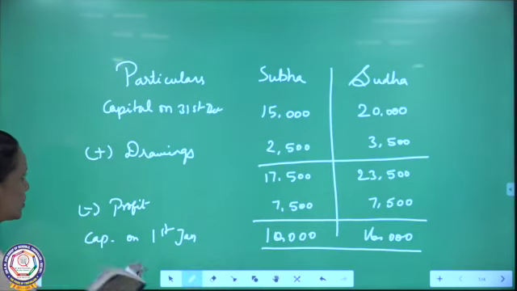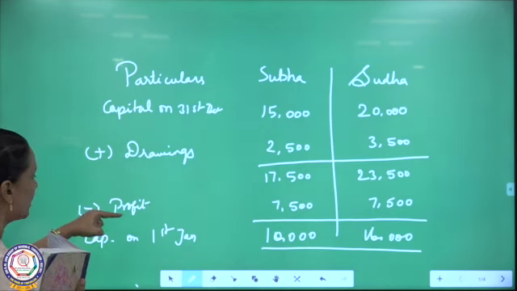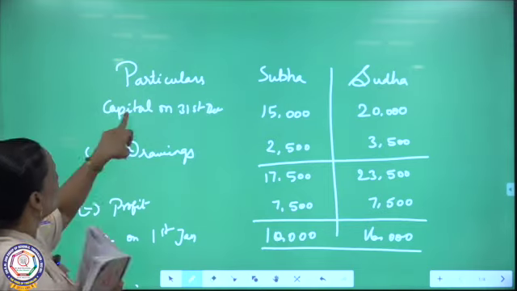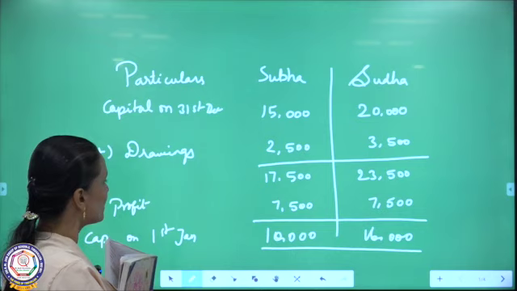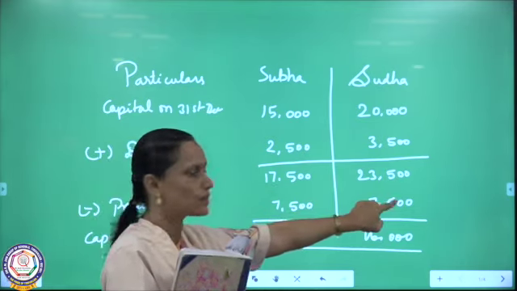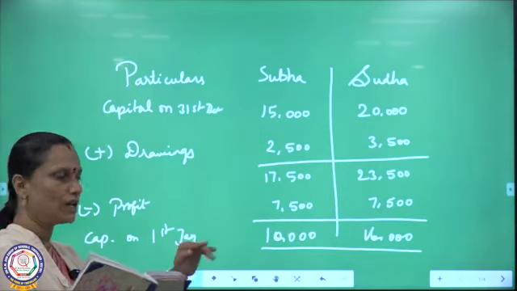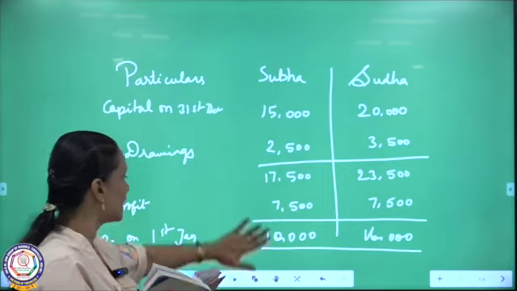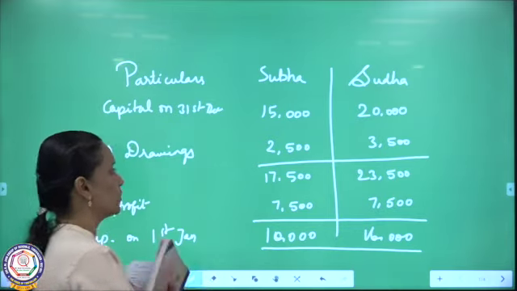Okay. So, like in incomplete records, how we did, same way only, but there we were finding out the profit. Here we are finding out the capital. Okay. So, closing capital 15,000, 20,000, and then drawings we should add, 2,500, 3,500, we got 17,500, 23,500, and then profit they have already given here, they are sharing the profit equally. So, 7,500, 7,500, and then if you calculate, you will be getting 10,000 and then 16,000. Okay.